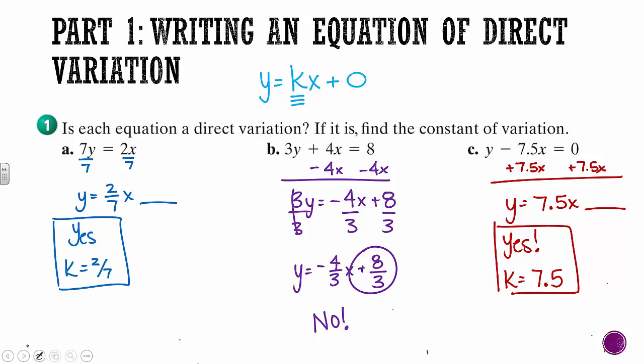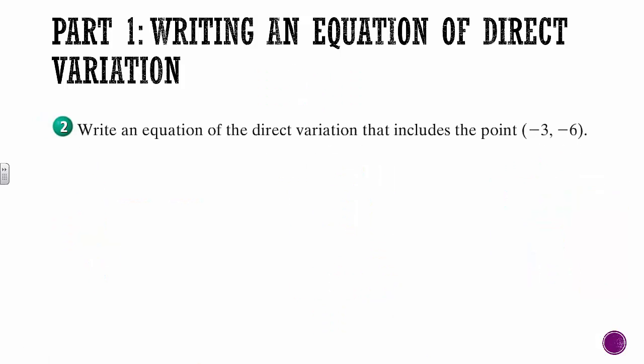Another type of problem you're going to see is it's going to tell you to write an equation of direct variation that includes the point, whatever. In this case, it's (-3, -6). So remember, a direct variation equation looks like y equals kx. Now we don't have the k, but we can find it. Remember, a point is x comma y. So we can plug that in and figure out what k would have to be in order to make this point true. So for y, I'm going to plug in -6.